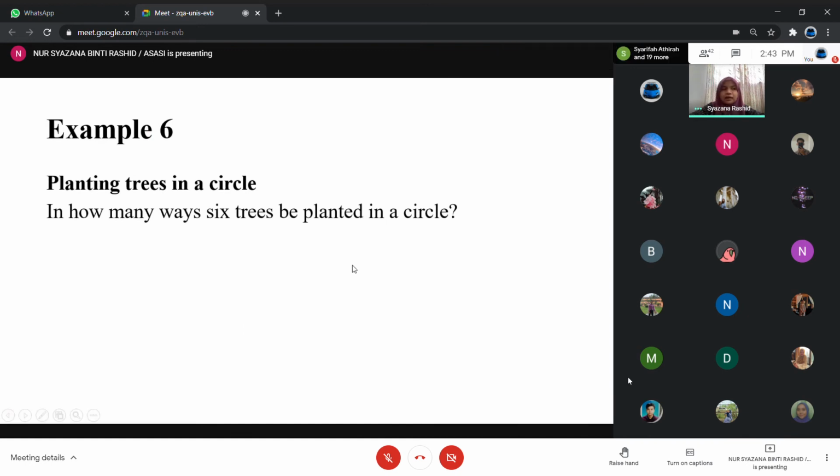Contoh lain. In how many ways can 6 trees be planted in a circle? Okay, maksudnya dia nak tanam pokok tu dalam bentuk macam ni.